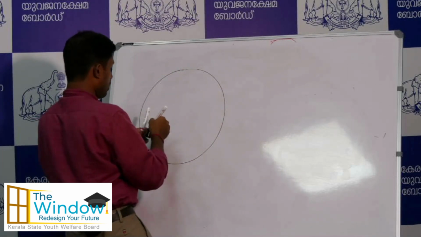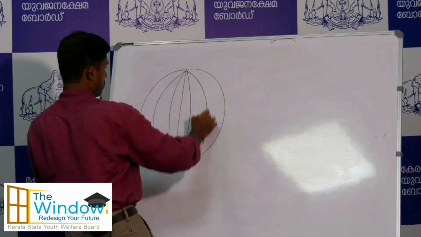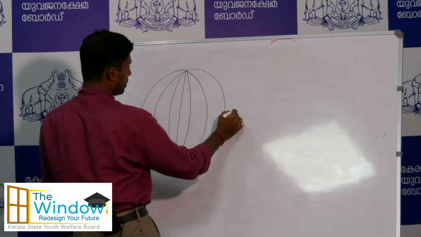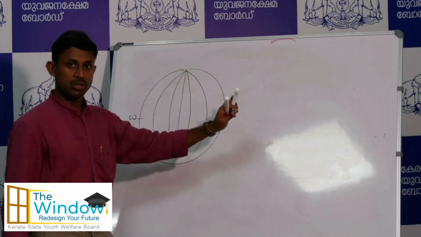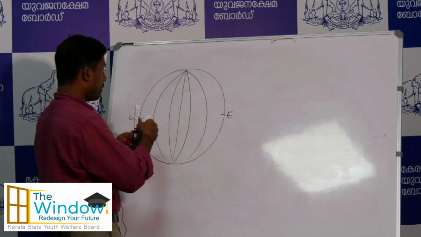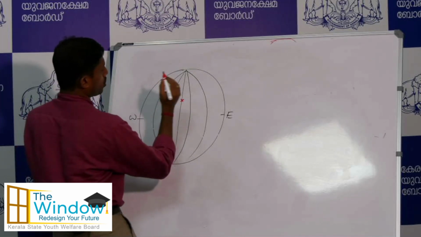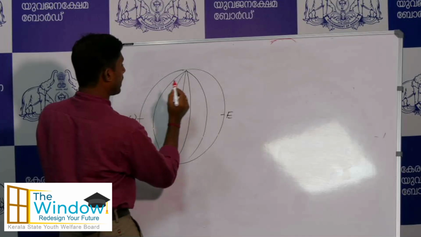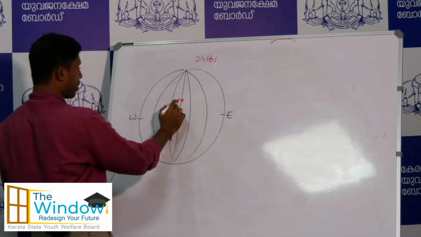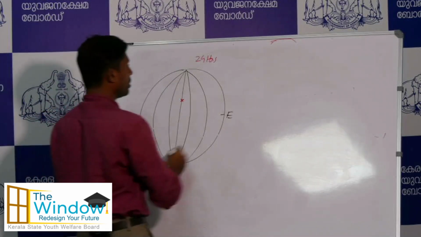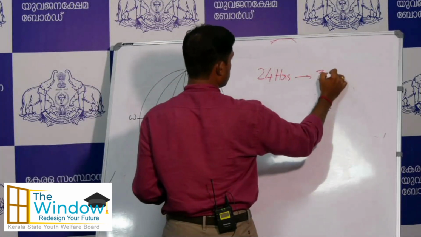This is my earth. My earth has different longitudes. This is my western side, this is my eastern side, and the earth is spinning from west to east like this. Suppose I am a person standing here. I am continuously rotating on my own axis, so I will move like this and reach back here after 24 hours. Yes or no? So we know that in 24 hours I am completing one full circle. That means in 24 hours I am moving 360 degrees, right?